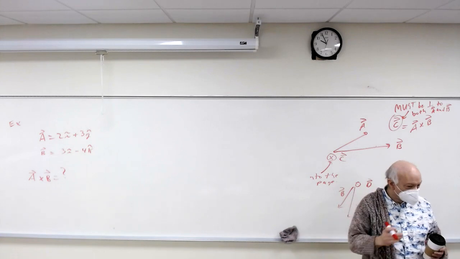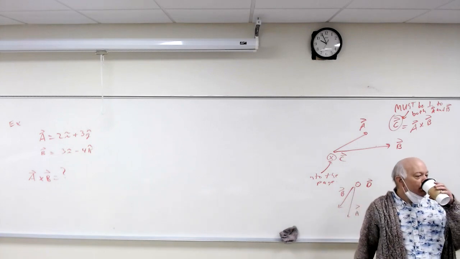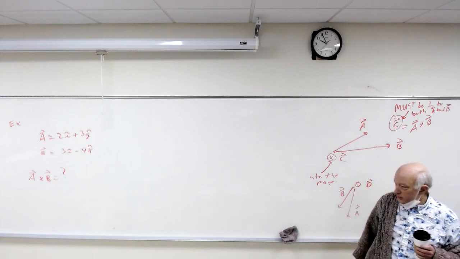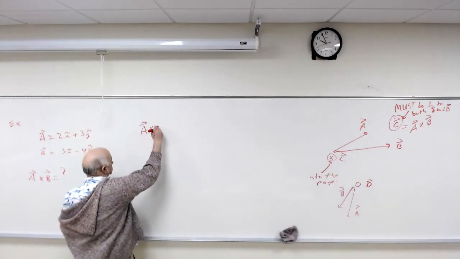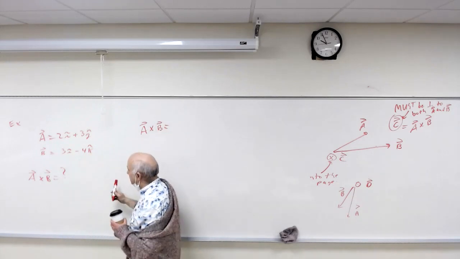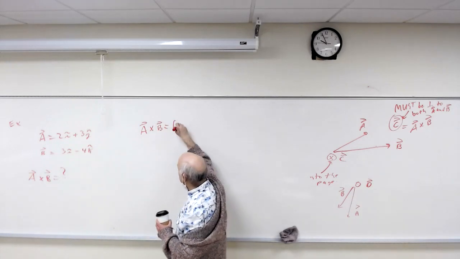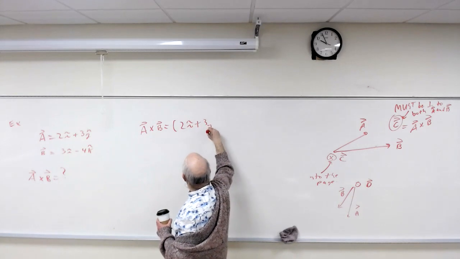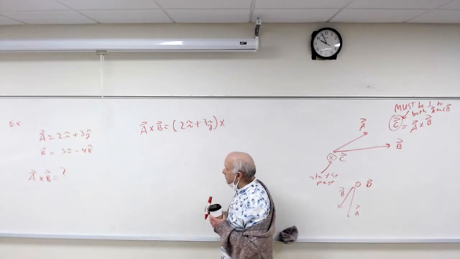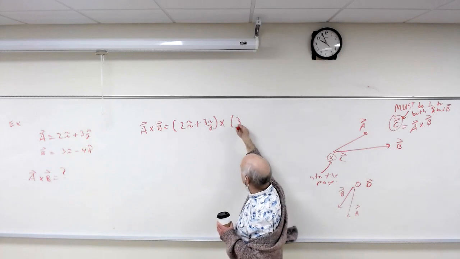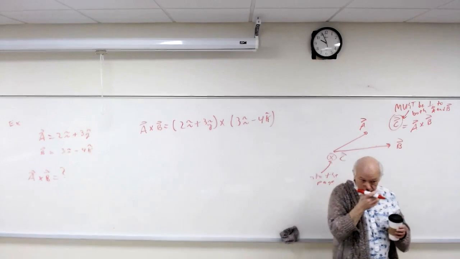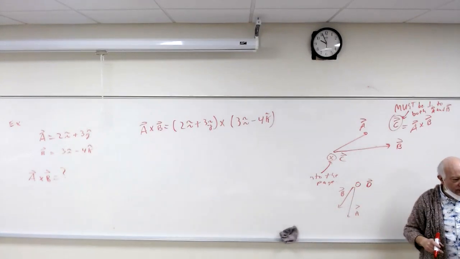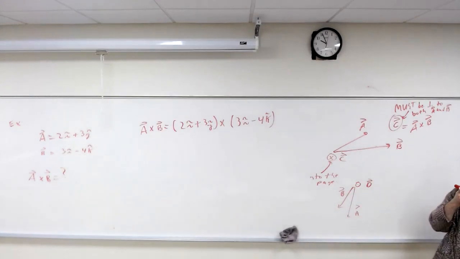What does that equal? So we have A cross B. Let's just put them in here. A is 2I plus 3J, and we're going to cross that into B, which is 3I minus 4K. I'm going to show you a really quick way of doing this in a little bit, but not quite yet. If I just say work that out, what would you do?